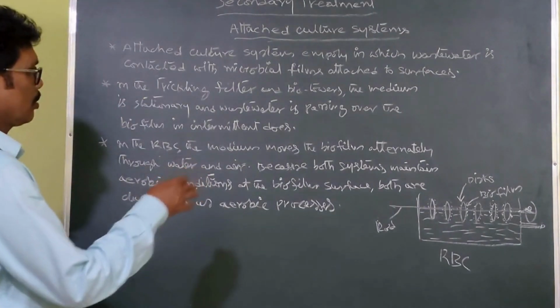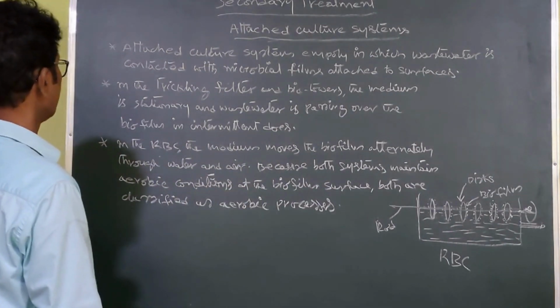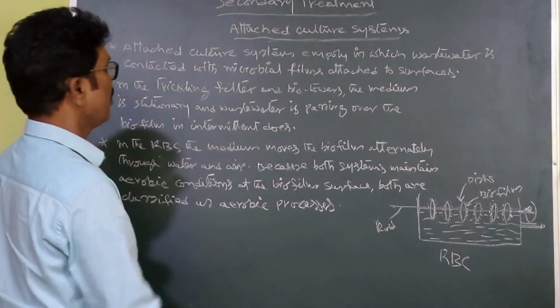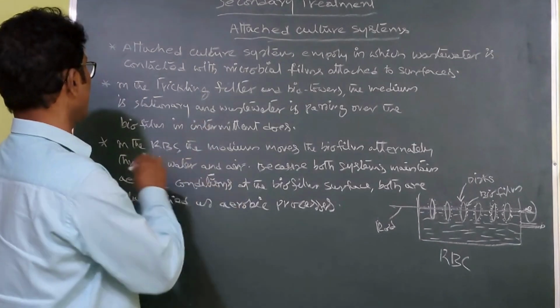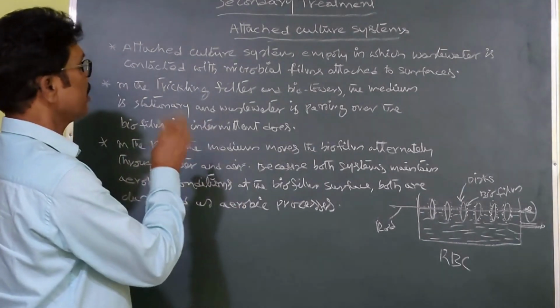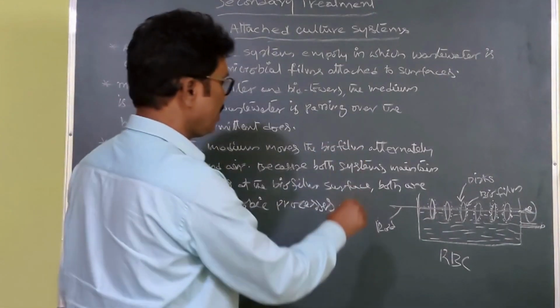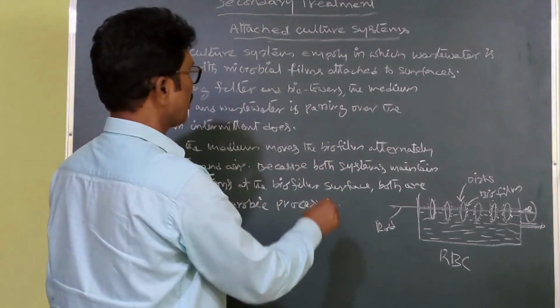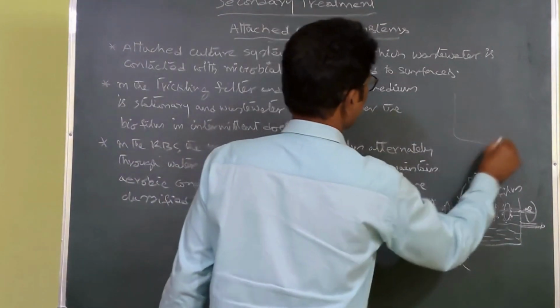We are discussing the systems, attached culture systems. In the trickling filter and the bio towers, the media is stationary and wastewater is passing over the biofilm in intermediate doses.